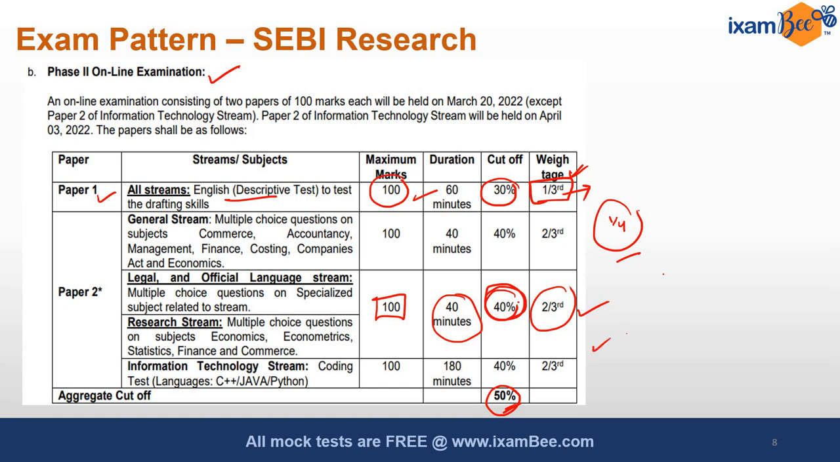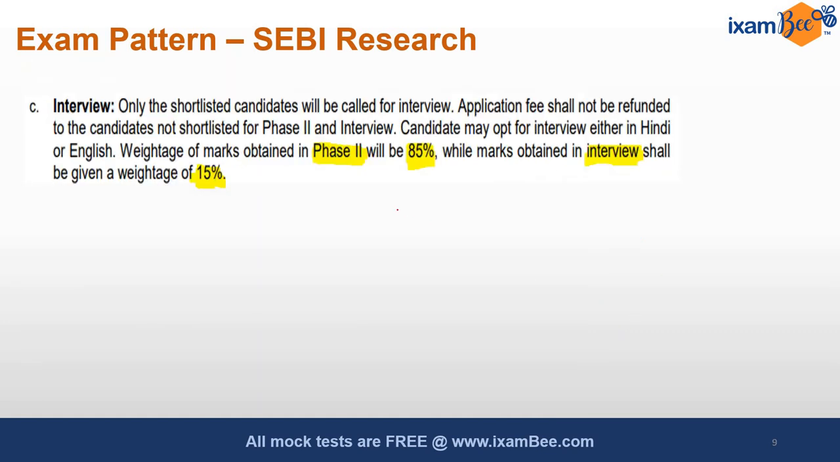So this is the cutoff here, 40%, and the aggregate cutoff is also 50%, which is also pre-decided in your SEBI research examination. And then the third stage, which is the final stage. So phase 2 marks carry a weightage of 85% in your final selection, whereas interview marks carry a weightage of 15% in your final selection, and then the merit list comes out and the final selection happens accordingly.